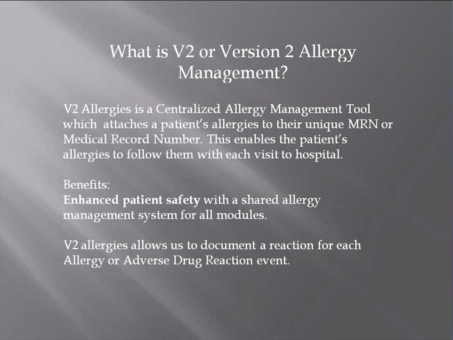Version 2 Allergies is a centralized allergy management tool which attaches the patient's allergies to their unique medical record number. This enables the patient's allergies to follow them with each visit to hospital. The benefits of V2 Allergies is enhanced patient safety with the shared allergy management system for all modules, and it also enables us to document a reaction for each allergy or adverse drug reaction event.